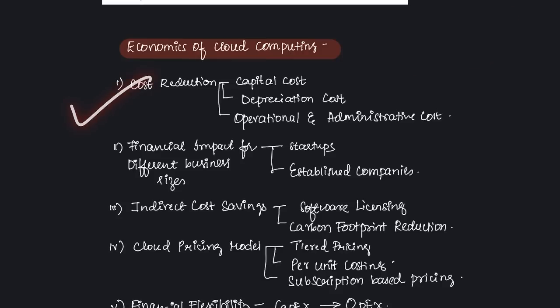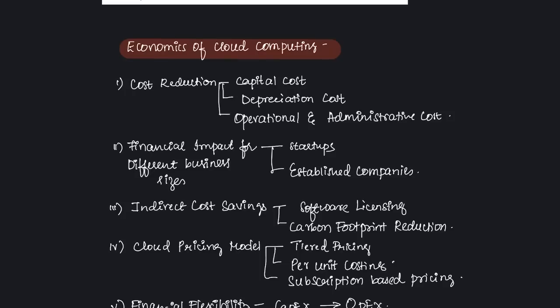First one is cost reduction. Inside that we have capital cost. If you are going with normal technology, you have to set up the IT infrastructure and purchase the software and all of that. Instead of that, businesses can go with cloud computing, that is, pay for the software on a subscription basis and use the resources accordingly. Then we have depreciation cost. Capital assets like hardware and software can depreciate over time. In traditional models, this depreciation will affect the profit of the business.